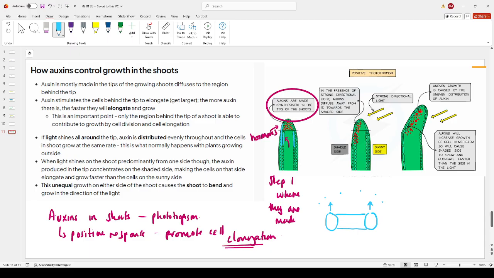When light shines on the shoot predominantly from one side, so for example, if you have the plant inside a house and you have a window on one side of the room, when light shines on predominantly one side, the auxin produced in the tip concentrates on the shaded side. Okay, now can you see where the light is coming from? The light is coming from here. In this example, the light is coming from here.